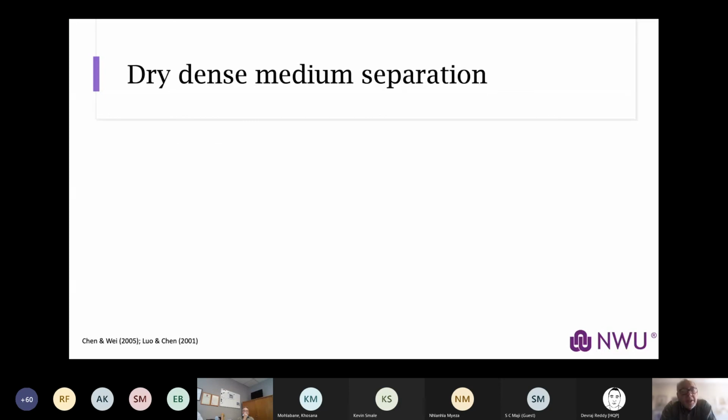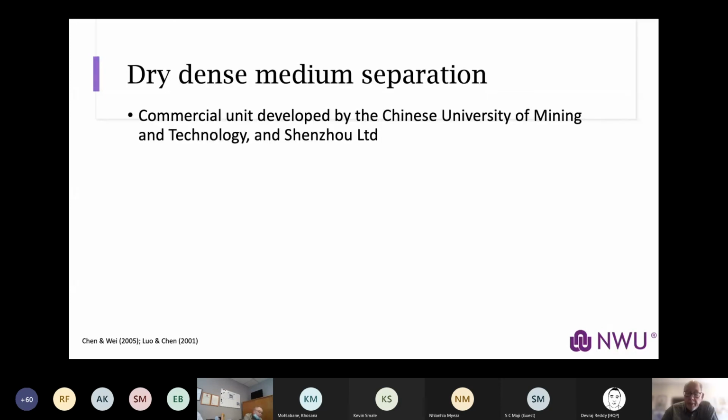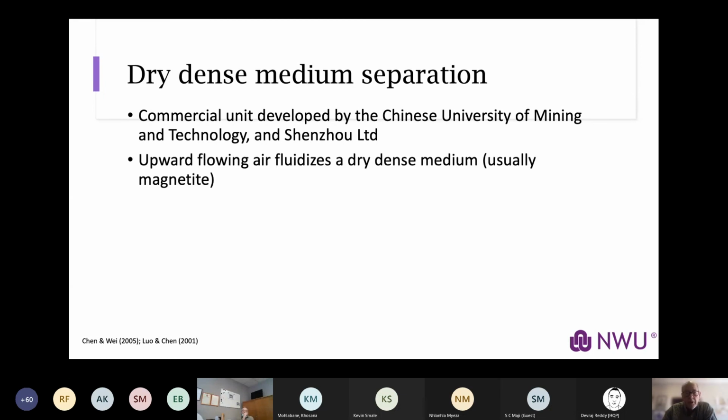Then the Chinese development of the dry dense medium separation. There was a lot of interest in this some time ago, and they had absolutely huge plants operating. And for some reason, and I'm under correction here, it sounds as if it fell into disfavor. There are a couple of reasons that were quoted why this technology didn't really go to the full commercial scale that we thought it would.